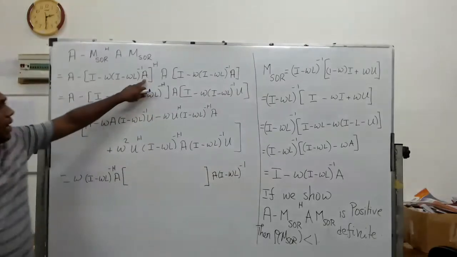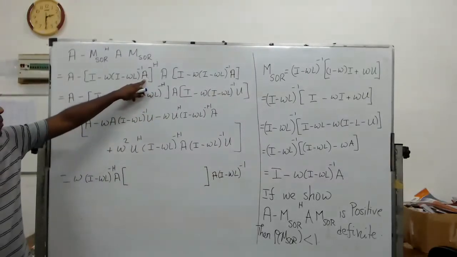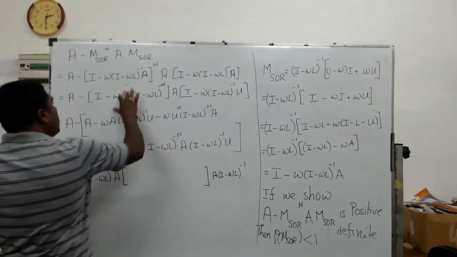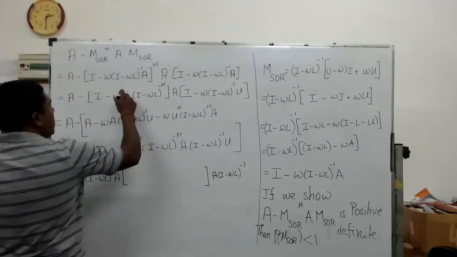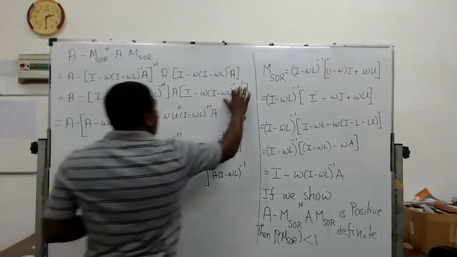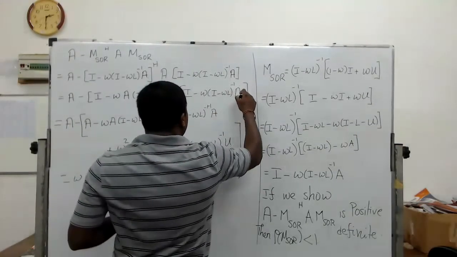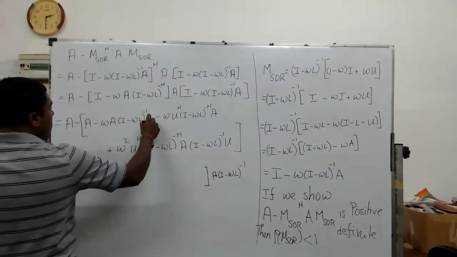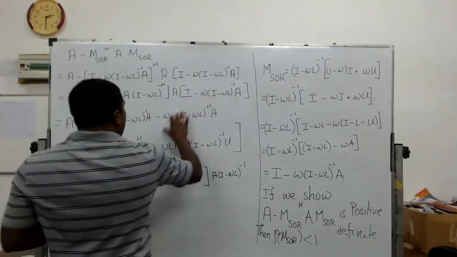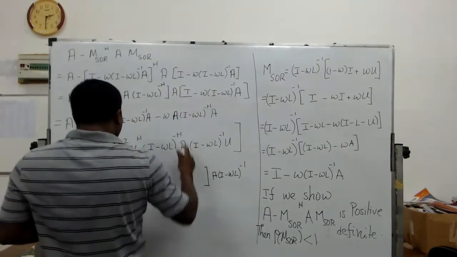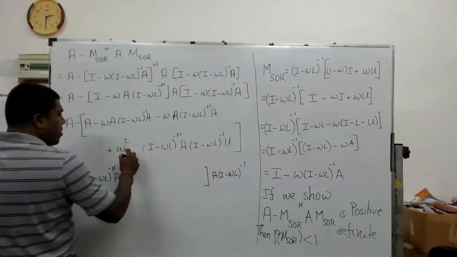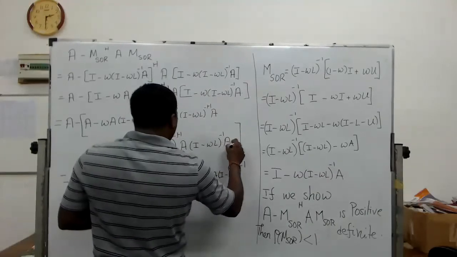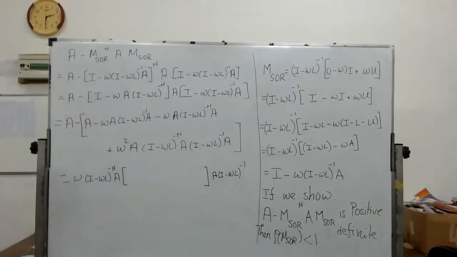Okay, so this is a mistake I made. This is A, where I put U, that is not right. So this has to be A. So then this has to be A, and this has to be A. Right? So then this has to be A, and this has to be A, and this has to be A, and this has to be A. Right? So now we are fine.